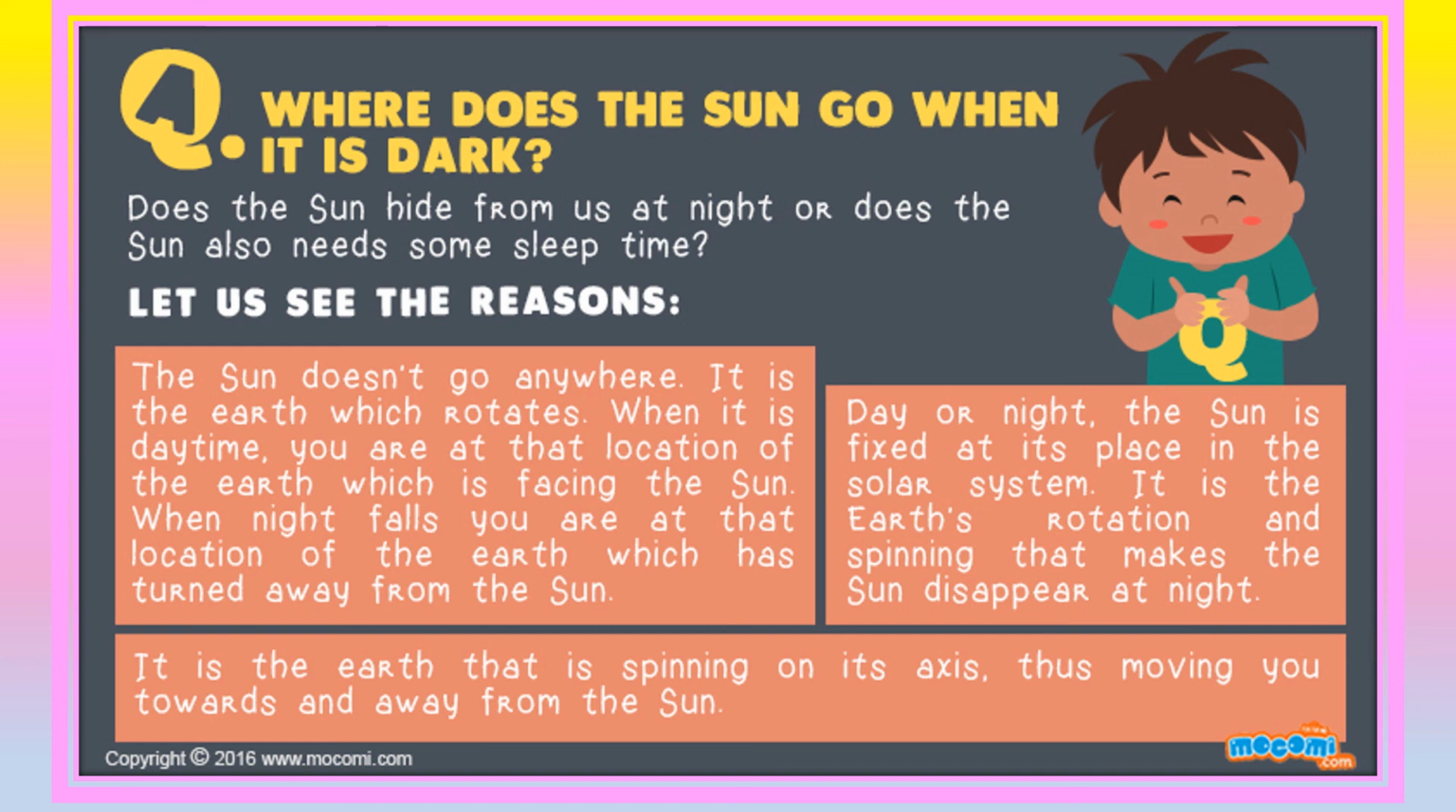When it is daytime, you are at that location of the Earth which is facing the sun. When night falls, you are at that location of the Earth which has turned away from the sun. Day or night, the sun is fixed at its place in the solar system. It is the Earth's rotation and spinning that makes the sun disappear at night. It is the Earth that is spinning on its axis, thus moving you away from the sun. So those are the reasons.